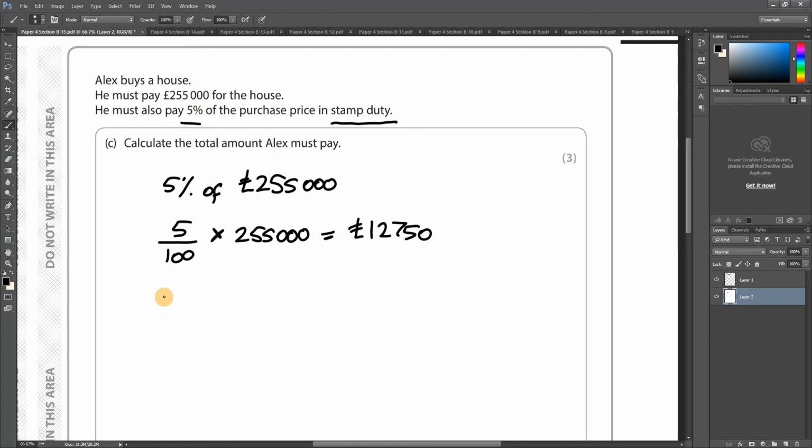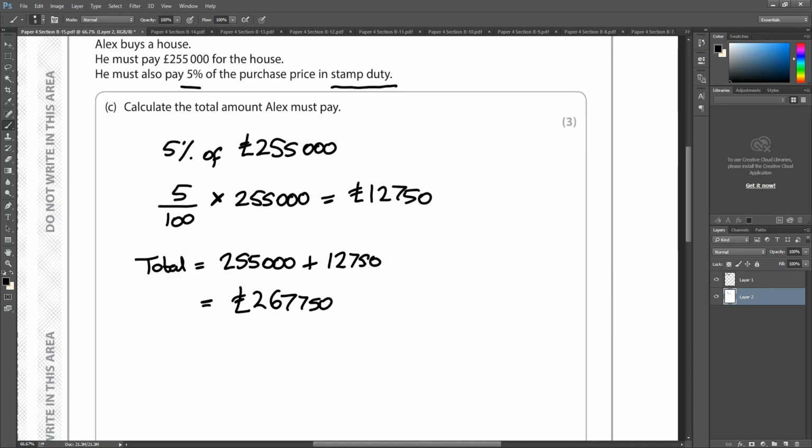So the total is going to be 255,000 plus this amount here, which is, let's stick it in the calculator, plus that, you're going to get 267,750 pounds. Yep, that's your final answer. But yeah, that's that one done.